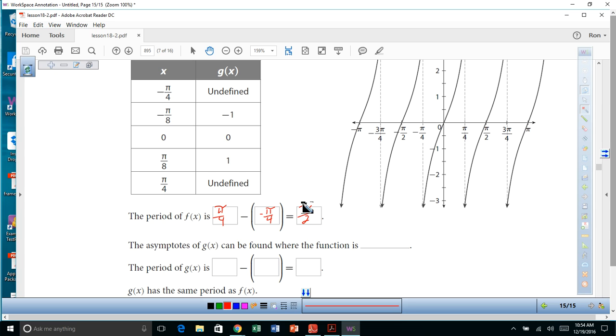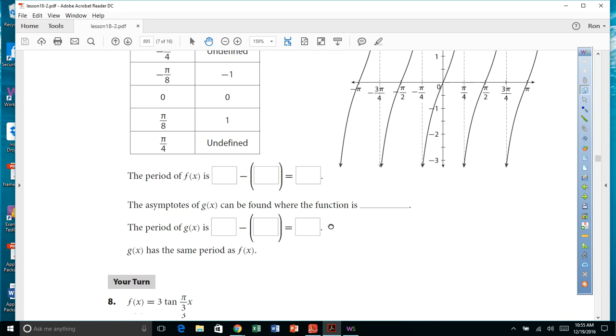The asymptotes of g of x can be found where the function is undefined. And so that was this one here and this one here. Now, the period of g of x is pi over 4 minus negative pi over 4, which is pi over 2. G of x has the same period as f of x. Not too shabby. Now let's try your turn.